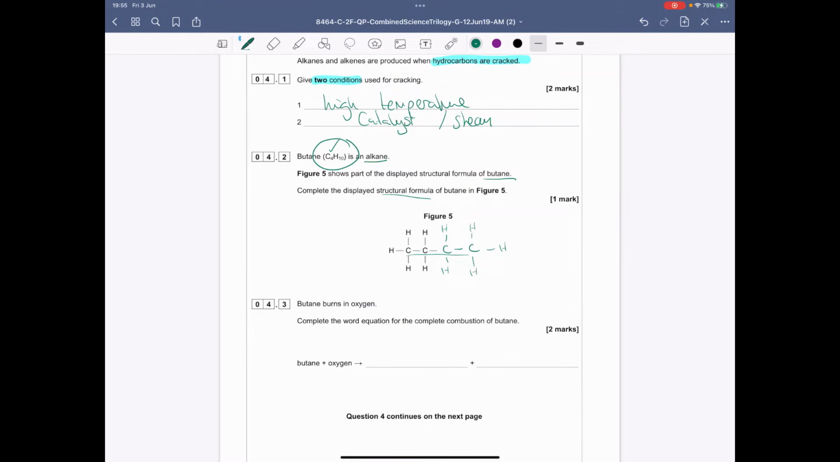Butane burns in oxygen. Complete the word equation to show the complete combustion of butane. So you've got butane plus oxygen. This is effectively testing whether you know what you make when you burn a fuel. The products are the same, whether it's butane or methane that we might use on a Bunsen burner. Well, oxygen is being reacted, so that means we would make carbon dioxide. And the other gas product that we make, that people often forget about, is water, or specifically water vapour.